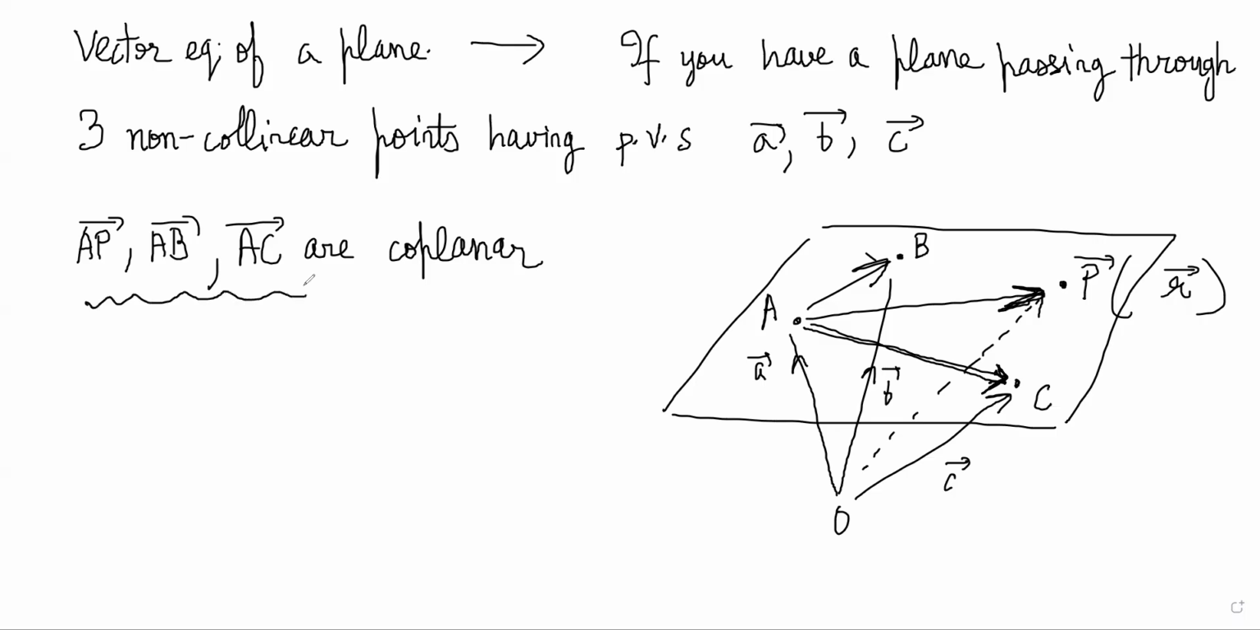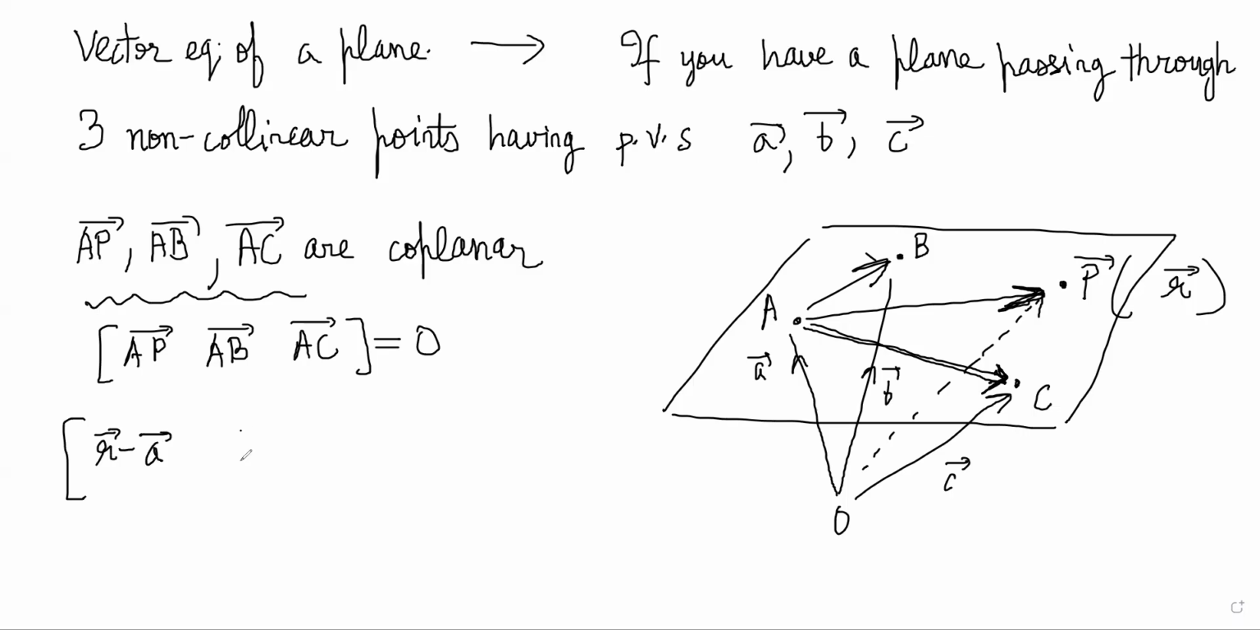And now for the condition of coplanarity, I can say that the box product of AP, AB, and AC must be 0. Now what is AP vector? It is R minus A, box product with B minus A and C minus A is equal to 0, right? And we can simplify this, and if you simplify this correctly, you will get the equation of the plane. So let's do that right now.